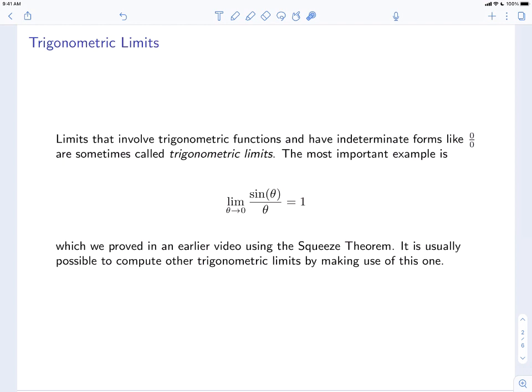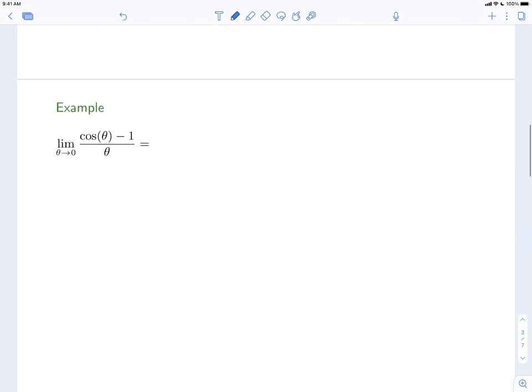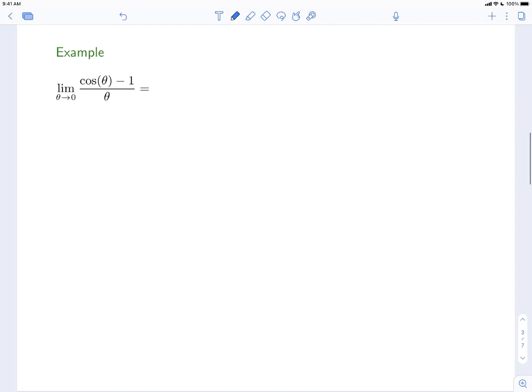It is usually possible to compute other trigonometric limits by making use of this one, which we'll see in our first example. Our first example is the limit as theta goes to 0 of cosine of theta minus 1 divided by theta. The first thing to notice is that this is an indeterminate form of the type 0 over 0. As theta goes to 0, the numerator goes to cosine of 0 minus 1, which is 1 minus 1, which is 0. The denominator is just theta, so as theta goes to 0, the denominator goes to 0. So this is an indeterminate form of the type 0 over 0.